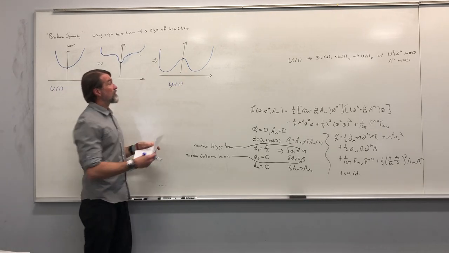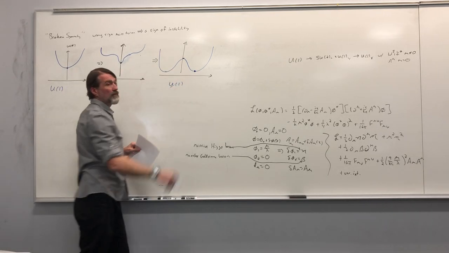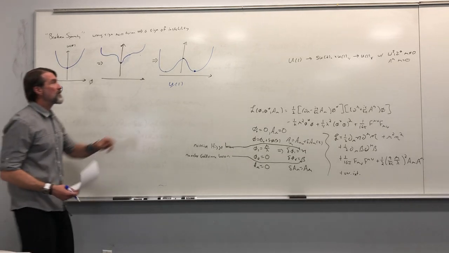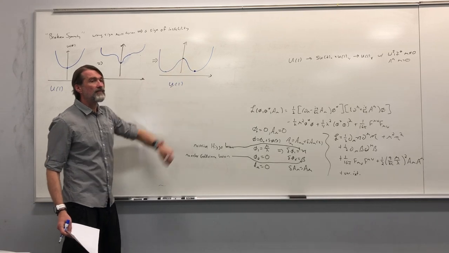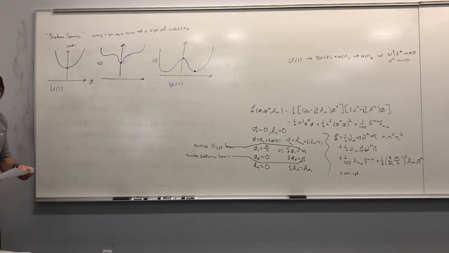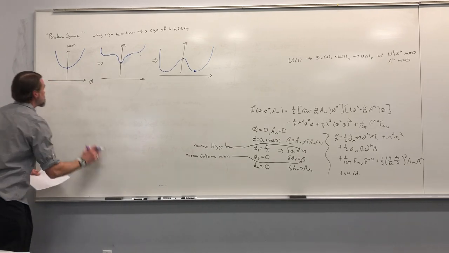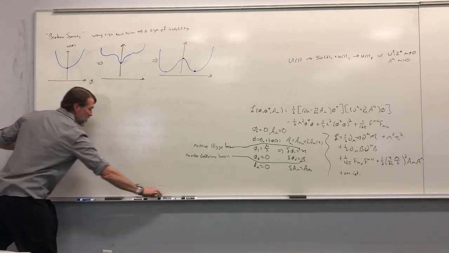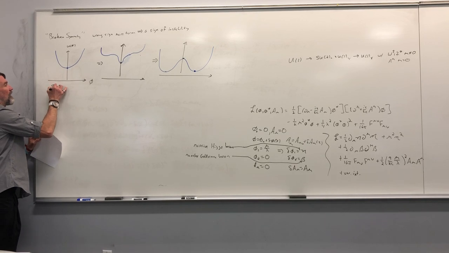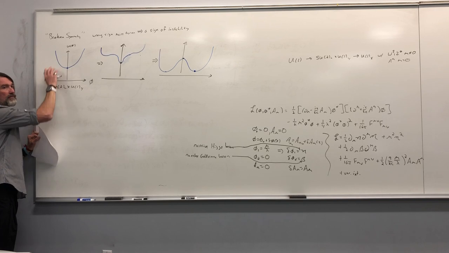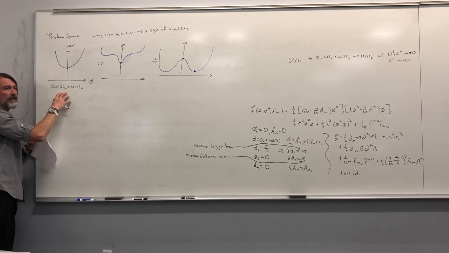If you are in one of these points, and you're fluctuating around those points, you could try and fluctuate around that, but you'd automatically roll to a minimum. So what I'm arguing, of course, these are more simple pictures, is that at this point in the history of the universe, we had a theory which enjoyed this symmetry. This is not this particular potential, but just a cartoon version of it, okay?